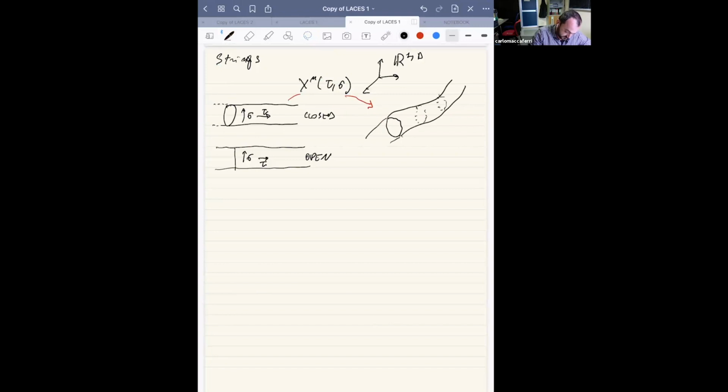The same is true, of course, for the open string, which will describe a surface with two boundaries. Notice immediately that these surfaces are called the worldsheet. So this is the worldsheet. Notice that for the open strings, the worldsheet has two boundaries. So these are boundaries.